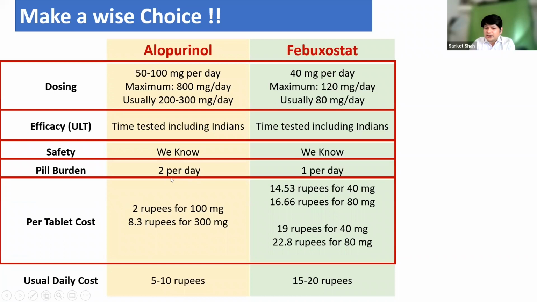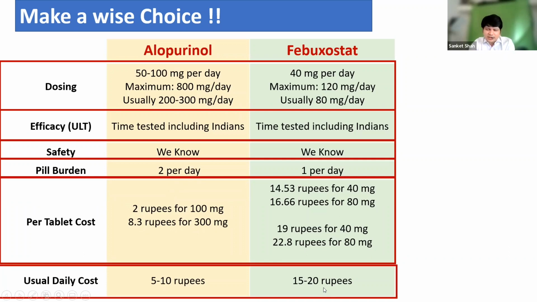Per tablet cost I have taken from online or the MRP by the pharmacy. It is 2 rupees for 100 mg of allopurinol and 8.3 rupees for 300 mg. Daily cost is 5 to 10 rupees, whereas here it is 15 to 20 rupees. Maybe it does not matter to a few people, but it matters to others. This is the per day cost I'm talking about. If it's 300 rupees per month and around 4,000 rupees per year, it may matter for someone. With similar efficacy, it may matter. So it is very important to make a choice here properly.